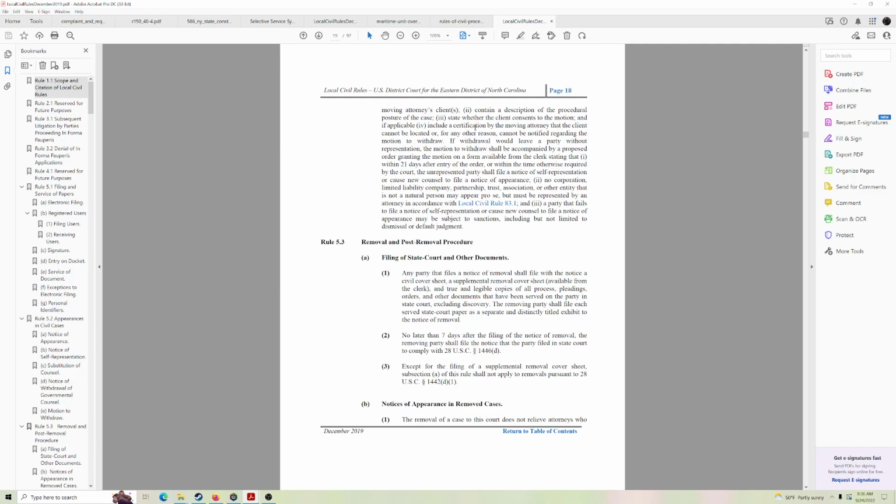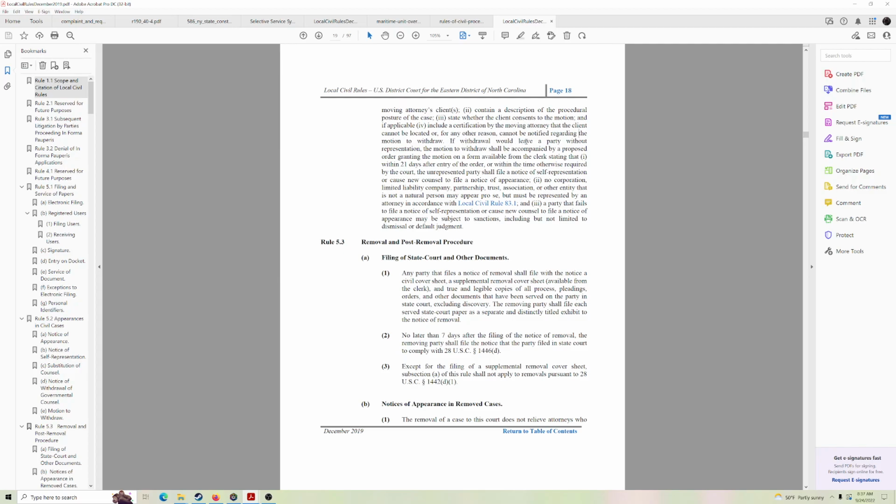Include a certification by the moving attorney that the client cannot be located or for any other reason cannot be notified regarding the motion to withdraw.